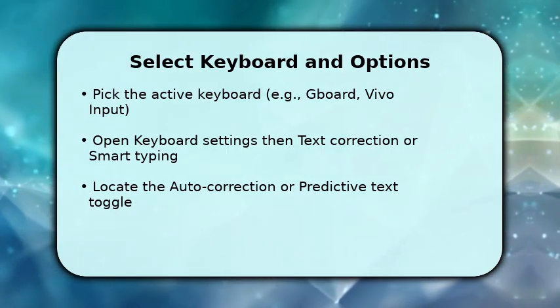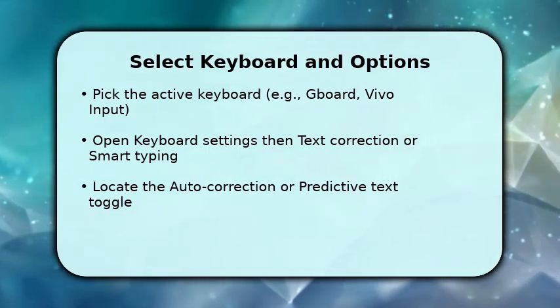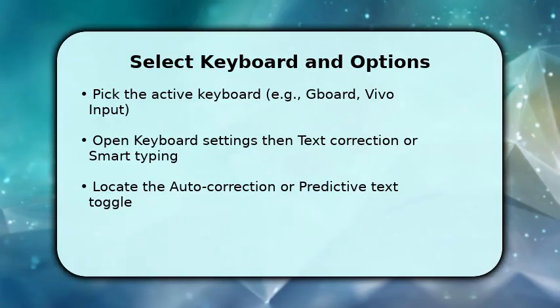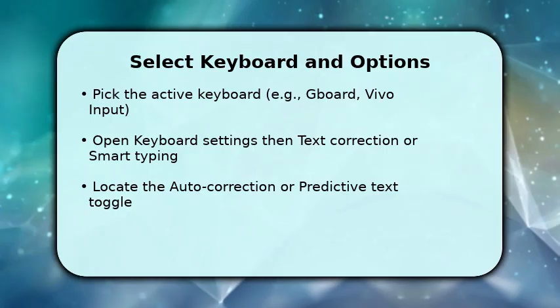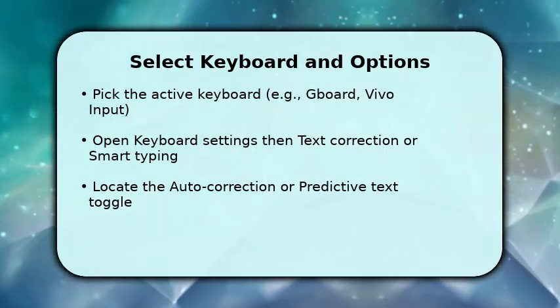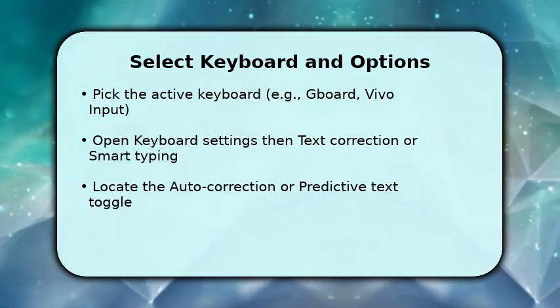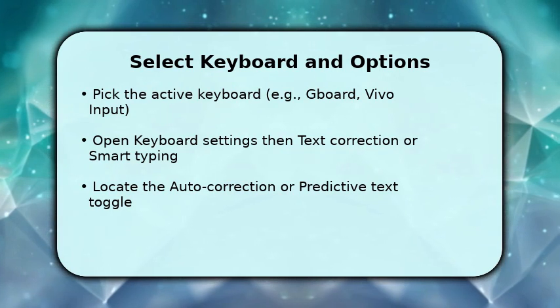Once inside, navigate to text correction, smart typing, or typing settings. Labels vary by firmware, so scan for predictive or correction options. You'll find a toggle labeled autocorrection, auto replace, or predictive text. Flip that off. While here, disable related features like auto capitalization or suggest contact names if you want fewer automatic changes.